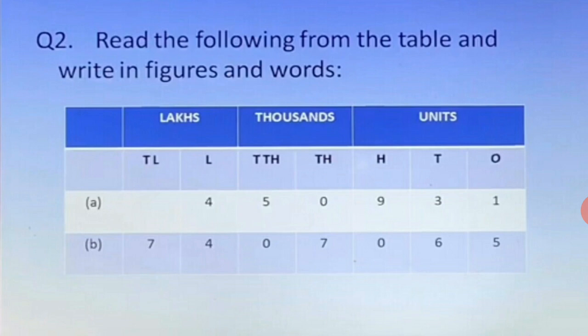Question 2. Read the following from the table and write in figures and words. Now the numbers are given in the table. We have to read them and write them in figures and words. There are two parts of this question. The first part number is 450931. In part B the number is 7406065.